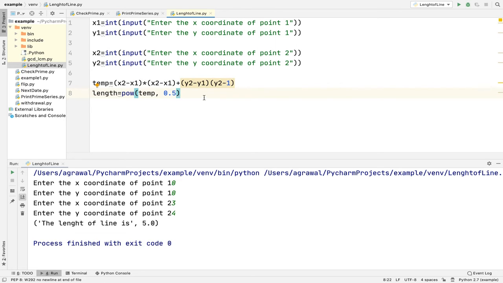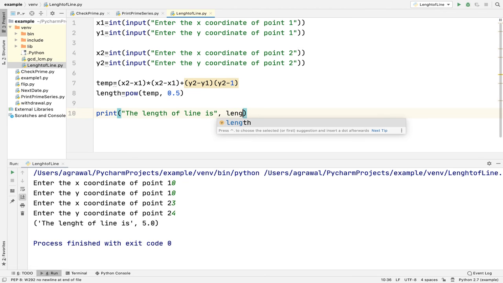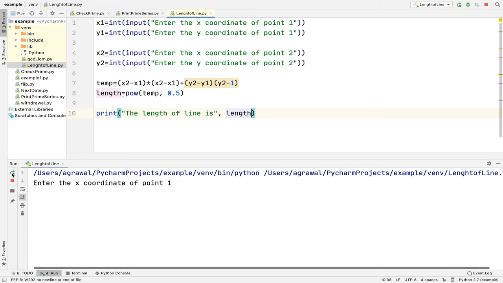Okay, and now I will print the output. I am just leaving a few lines so that the code is more readable. The length of line is... okay. Now we will execute this program.